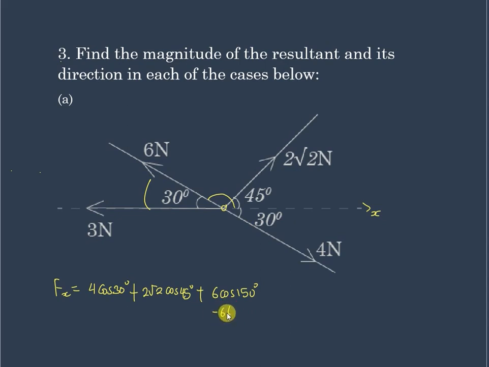6 times negative root 3 over 2. And it is in concordance with the fact that this force is towards the left, and the forces are negative in that direction. So by having 6 times cosine of 150, it is already becoming a negative. Somebody else could say that the component of this force along this line is negative 6 times cosine of 30. So it is either this or this one here.